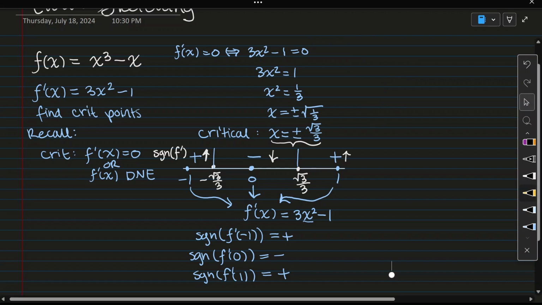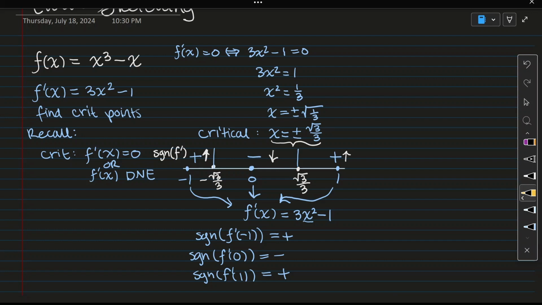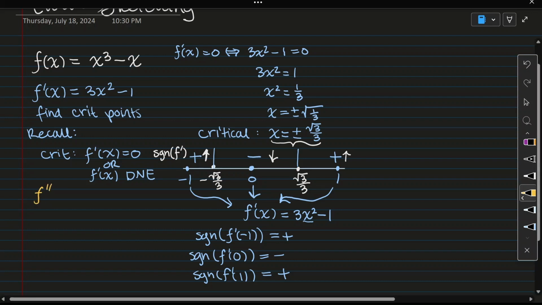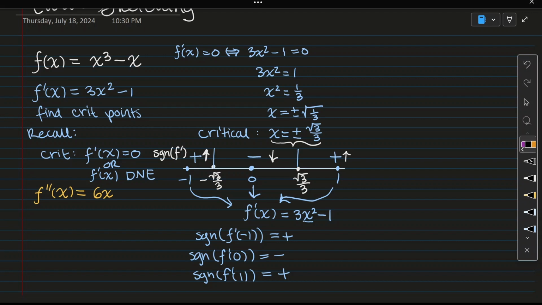Okay, so I just cleaned things up here. The next thing I want to do is find the points of inflection, when concavity changes. In order to do that, we need to talk about our second derivative. Our second derivative, f double prime of x, is coming from here. By the power rule, it is 6x, and the minus 1 goes away, so I'm just left with 6x. So f double prime of x is 6x.